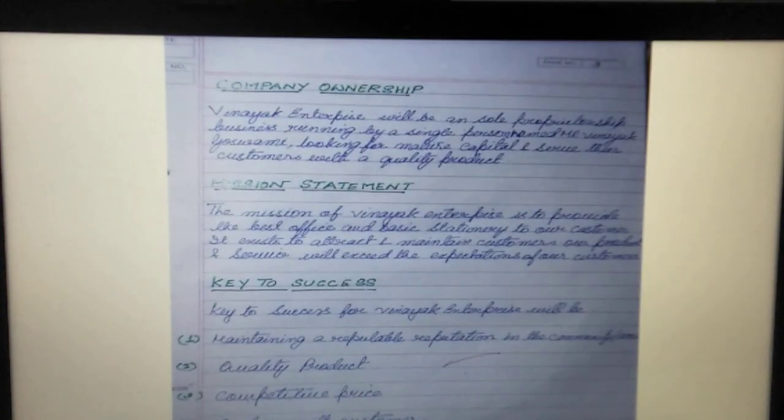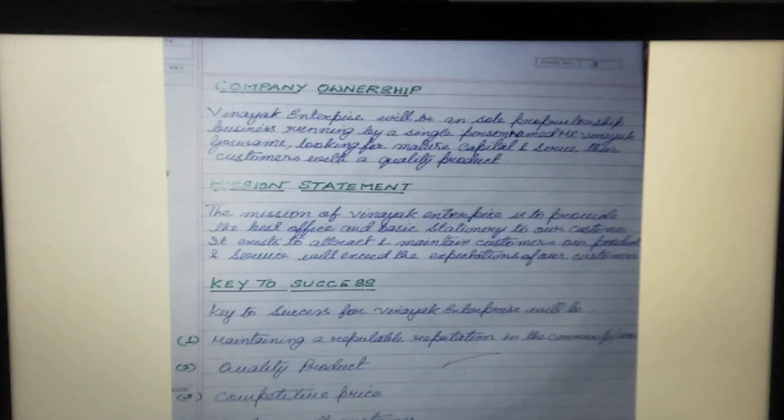Next, as he is the owner of the business, he has pasted his picture. So if you want, you can paste your own picture also. Next, it says the company ownership. In this company ownership, it highlights who will be the owner and on which basis the task will be done. Next comes the mission statement, that is, what the mission statement of the organization will be.